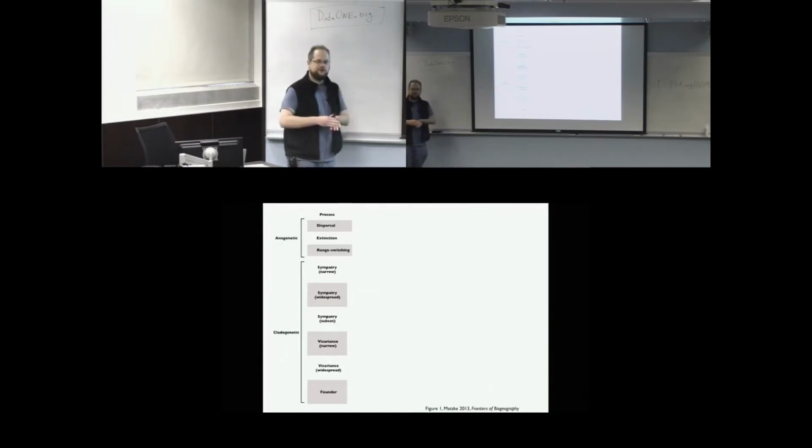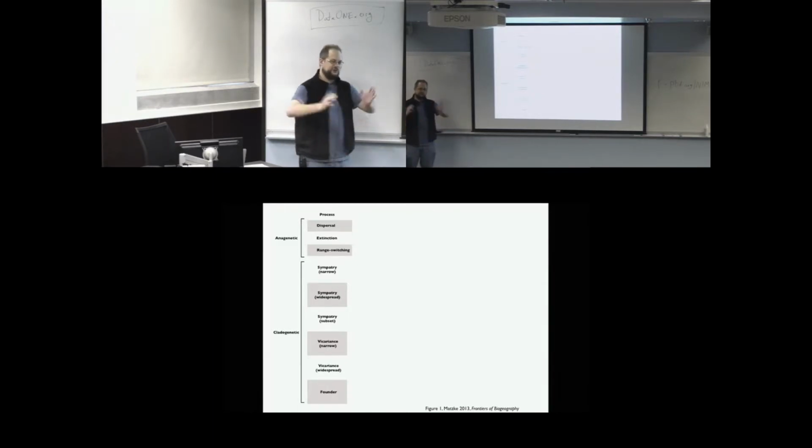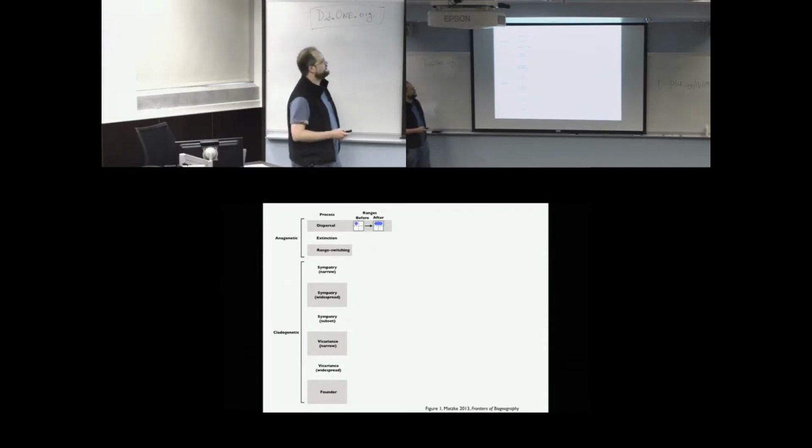Those are processes that occur along branches of a phylogeny. And then there's cladogenetic processes that occur when a speciation event happens. You could imagine when a speciation event happens, a species could break up the geographic range. So you could have simultaneous speciation and a change in the geographic range.